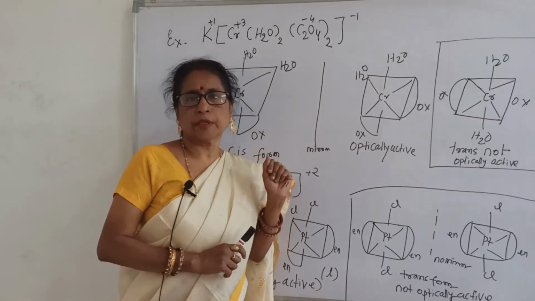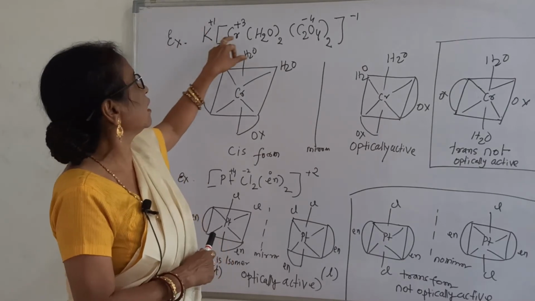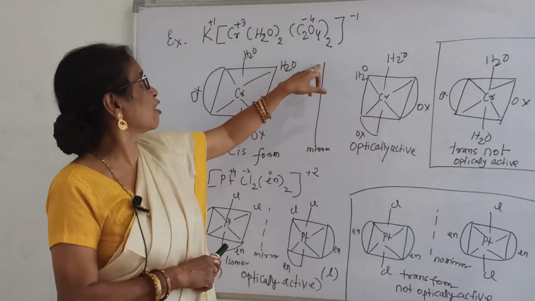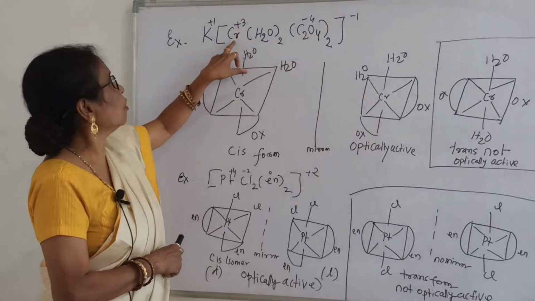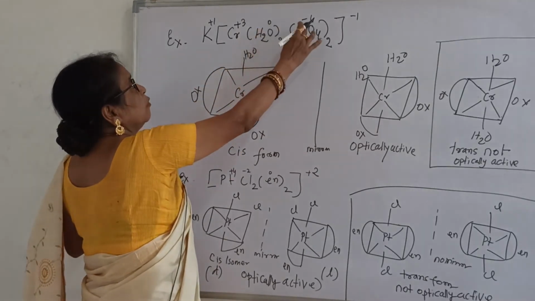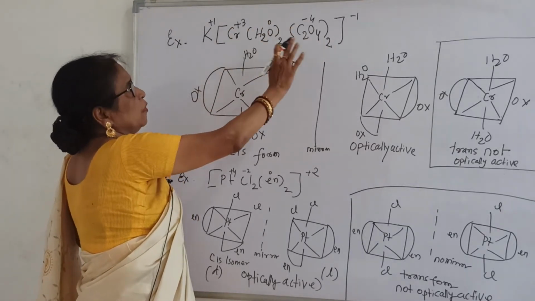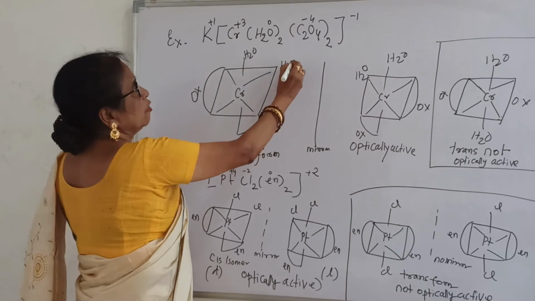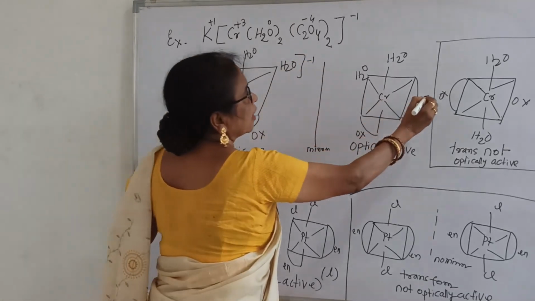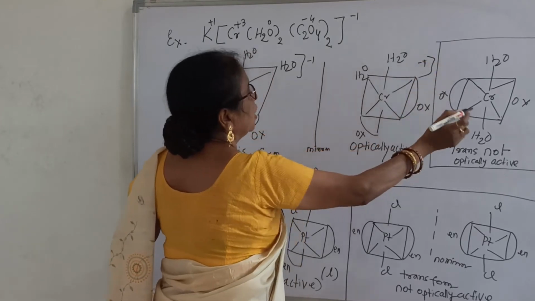Now you can observe this example where potassium is plus 1 and this part is negative, that is an anionic complex, minus 1. So here water is a neutral ligand, and here oxalato is an anionic ligand, minus 2 into 2 is minus 4, so the chromium is plus 3. You can write here minus 1 and here also minus 1 like this.